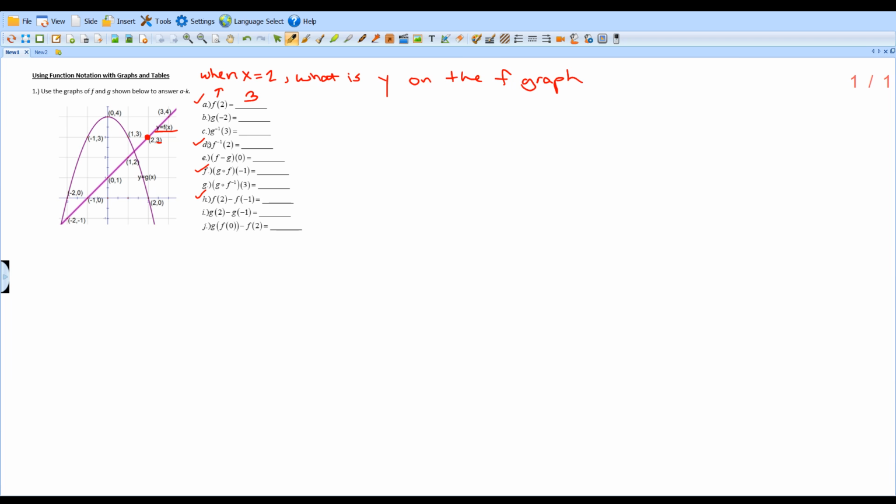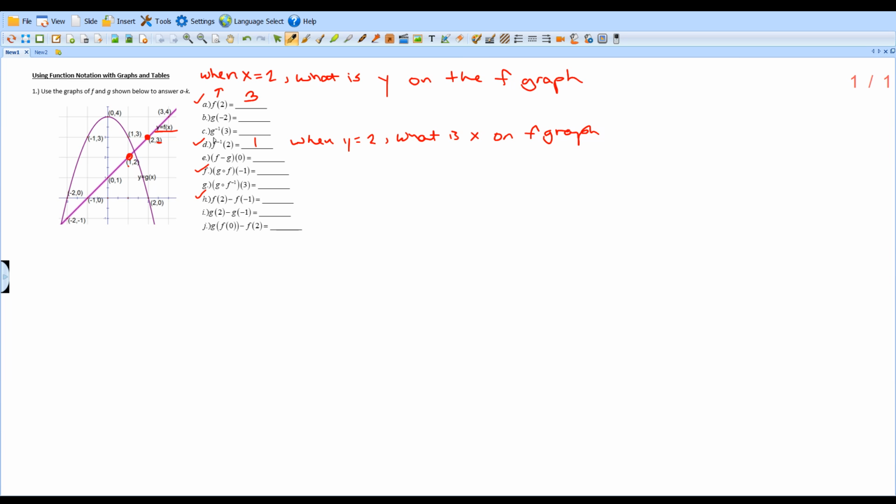Looking at part D, this is f inverse of 2. F inverse, remember that that's switching x and y. That's what an inverse is. So this is saying something like when y equals 2, what is x on the f graph? So now I'm sort of going through this the opposite way. I'm not looking at when is x 2, I'm looking at when is y 2. And I'm going over to that linear equation because that's the f graph. And I report the x value, which would be 1.